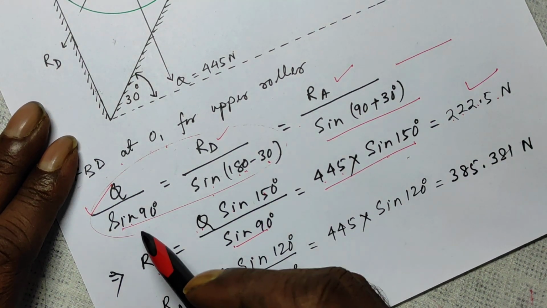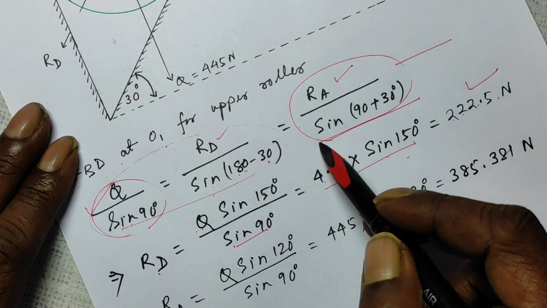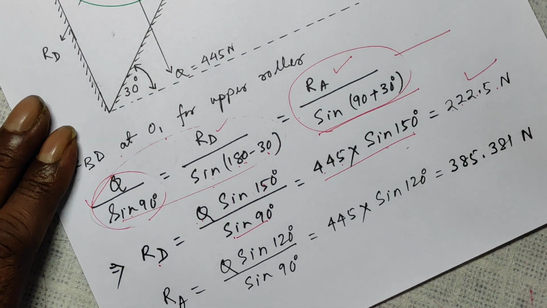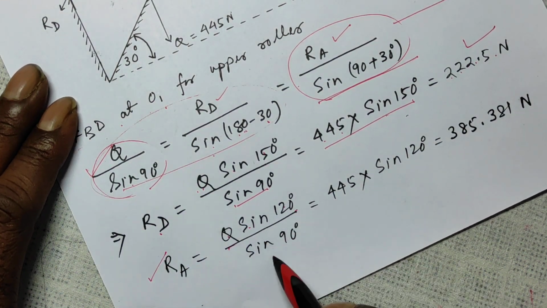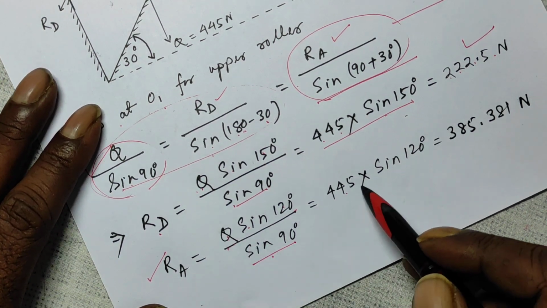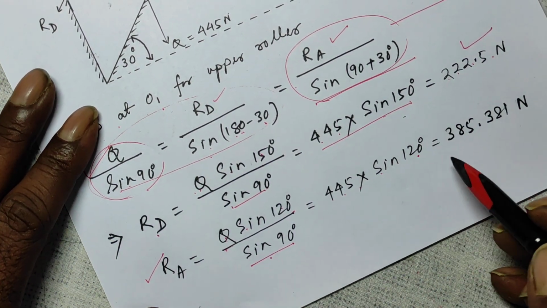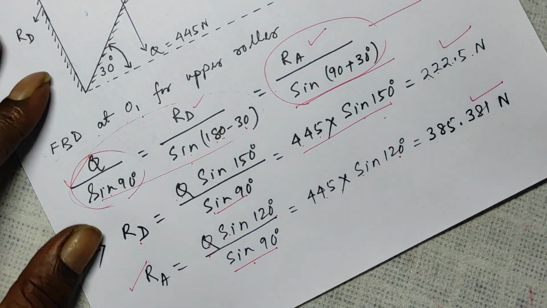Then if you take the equality of Q over sine 90 with this one and cross multiply, you get RA is equal to Q sine 120 over sine 90. Value of sine 90 is 1. So Q is given 445 sine of 120. That comes out to be 385.381 Newton. Fine. Now let us quickly go to the next part of it.